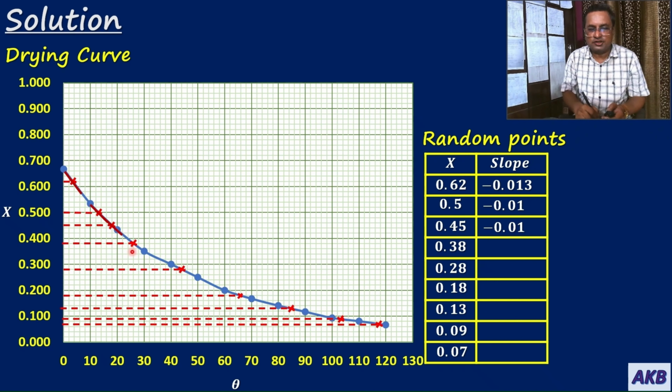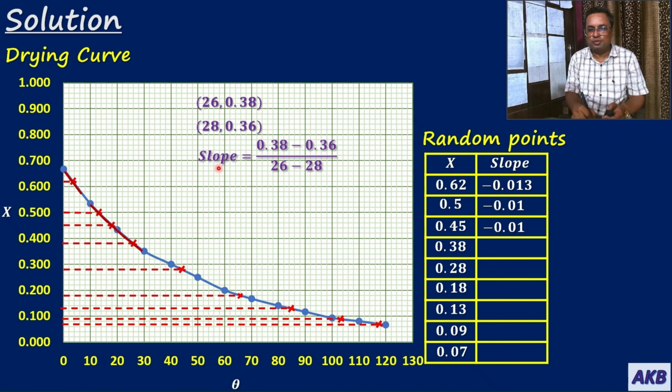Okay, so now I will draw tangent at this point. So I have drawn this. Again, we will select 2 points on it. So one point is the random point itself, that is 26, 0.38, and the other point is 28, 0.36. So over here I have selected the other point on the tangent. So with these 2 points we can find the slope. So slope is 0.38 minus 0.36 divided by 26 minus 28. That gives us slope as minus 0.01. So at x is equal to 0.38, slope is again minus 0.01.